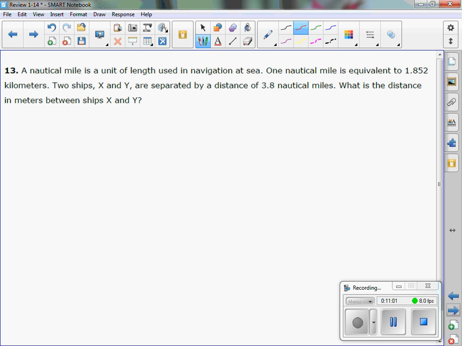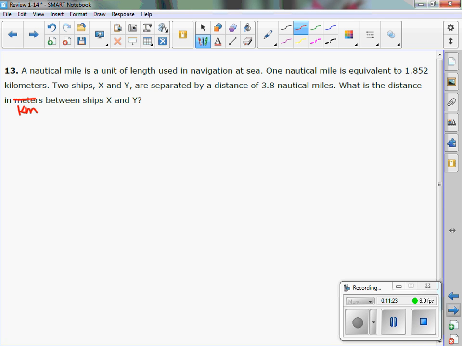Number 13, there was an error. This should say kilometers, not meters. A nautical mile is a unit of length used in navigation at sea. 1 nautical mile is equivalent to 1.852 kilometers.